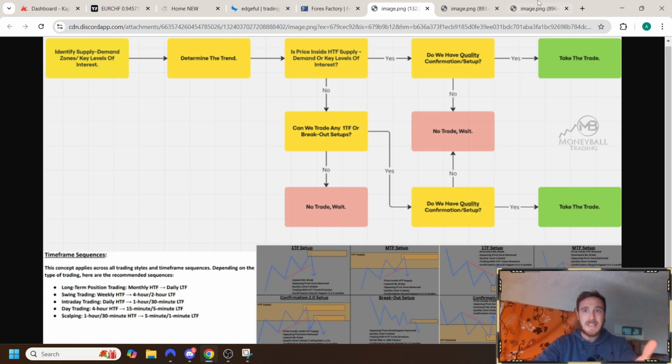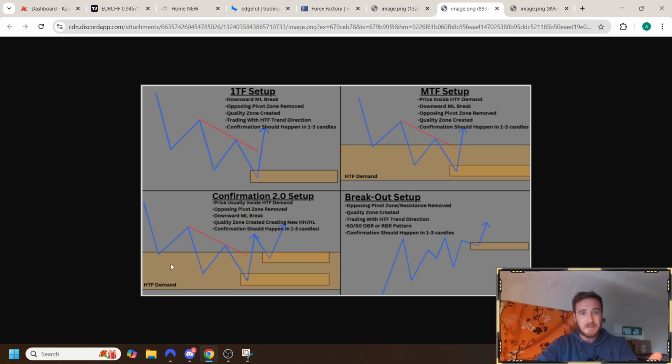Okay, yes, we do have the setup. What does that setup look like? Like this, right? Any of these that you see, basically, right? Yes, we do. Okay, take the trade.